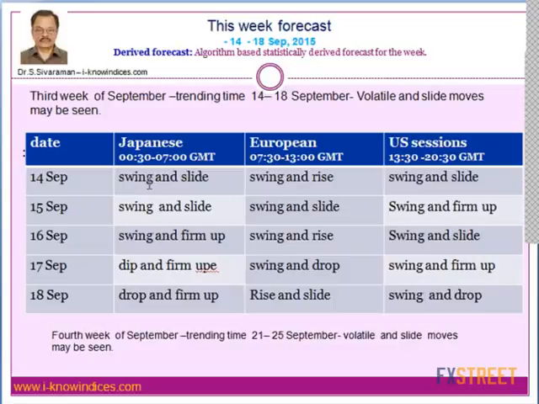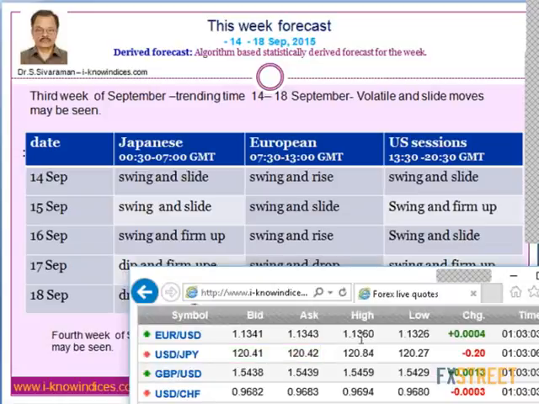Instead, you come across the word swing. That means if they are near the high, you see in the live market code page, euro is near the high, 1.1360. So they will make about 15 to 23 pips swing near the high, the up and down move. And that is referred to as the swing.